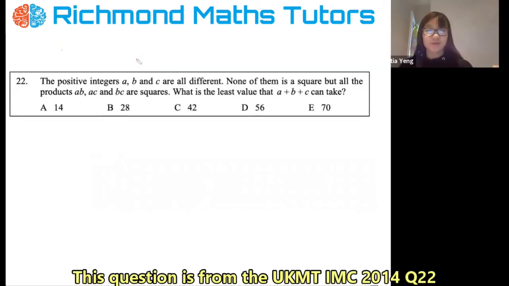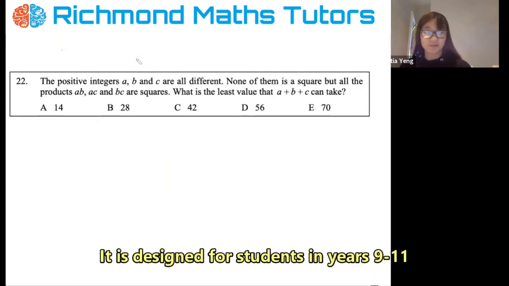The positive integers a, b, and c are all different. None of them is a square, but all the products ab, ac, and bc are squares. What is the least value that a plus b plus c can take?